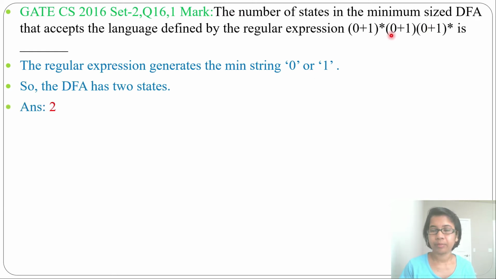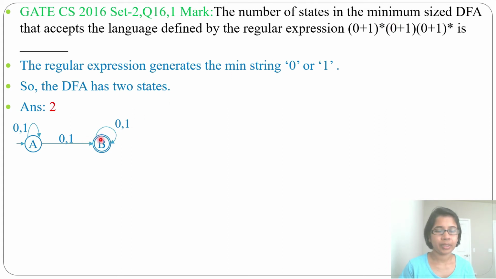If you design from the regular expression, you can design an NFA. The NFA will look like this. Here (0+1)*, so you can write 0 comma 1. Then here (0+1), that you can write here as 0 comma 1. And for this (0+1)* you can do a self loop on 0, 1. Now this is the NFA for this regular expression.